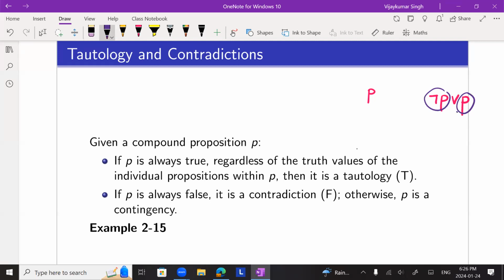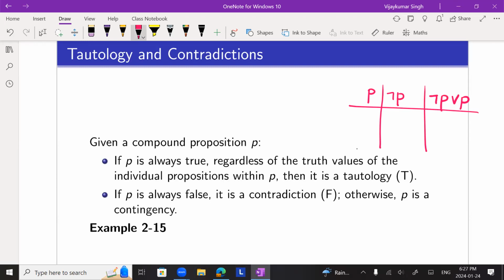So such a statement is called a tautology. Tautology means it's always true. And note that it doesn't need to be only two statements. It could be many statements combined together, right? So for example, let's look at the truth table of this. So again, we have P, we have negative of P.